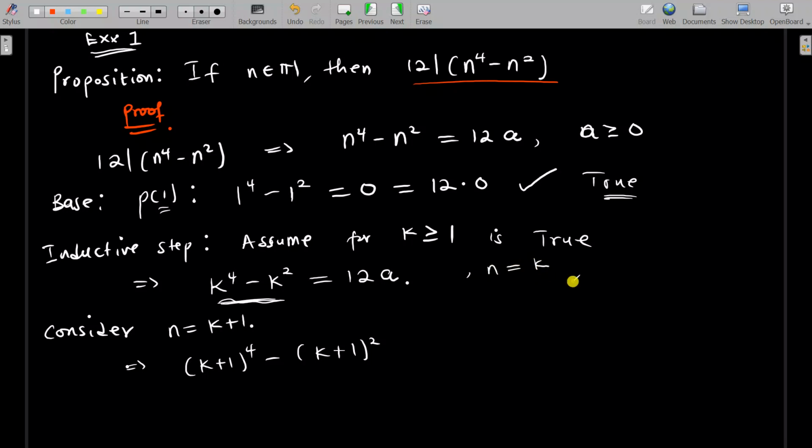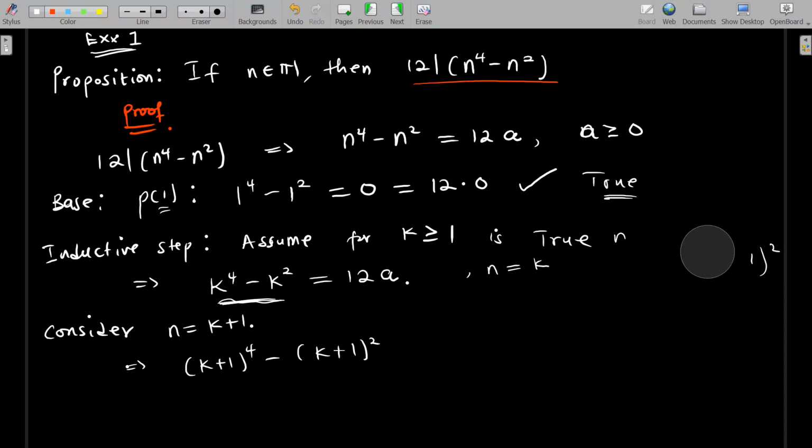So if I pick maybe k minus 1, it should, how do I put this? It should satisfy this condition here. That's the right word to use. If I pick n equals k minus 1, then k minus 1 to the fourth minus k minus 1 squared should be 12 multiplying something, right? So anything that is below k is true. That is the condition, the idea here.